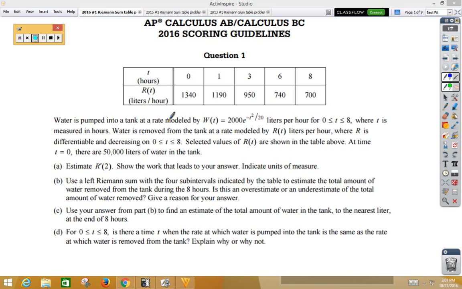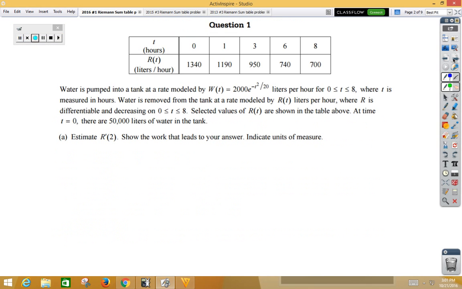So let's take a look at Part A. We've got a table of values. Water is being pumped into a tank at a rate modeled by this function, from 0 to 8. Water is removed from the tank at the rate modeled by R of t. So since this is R of t, we need to keep in mind that that's being removed.